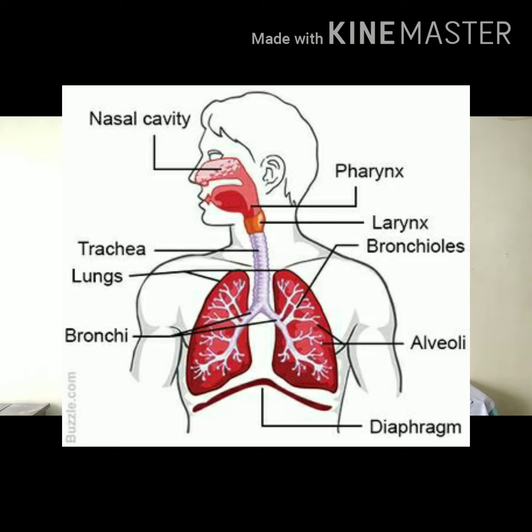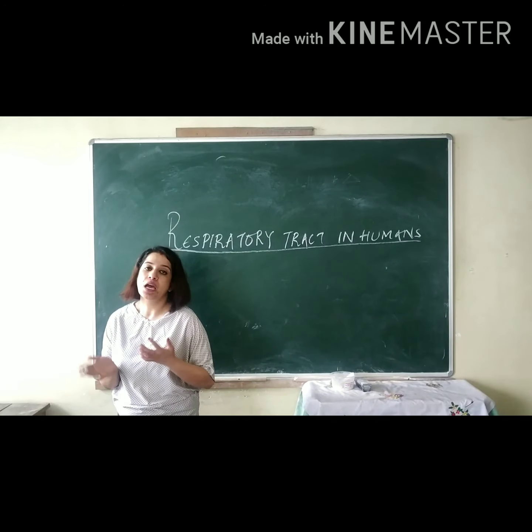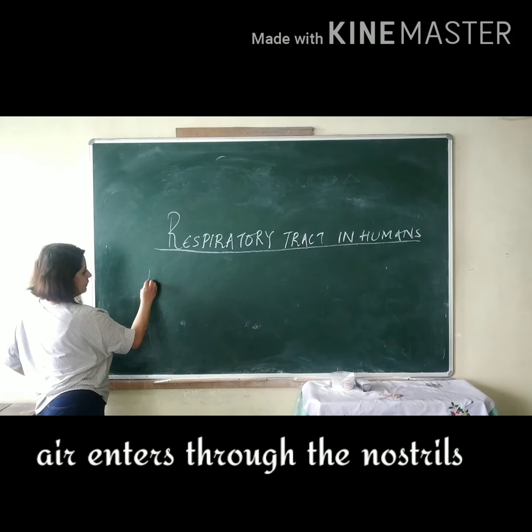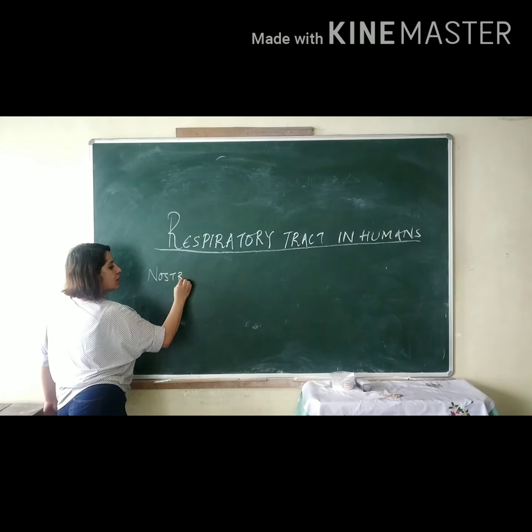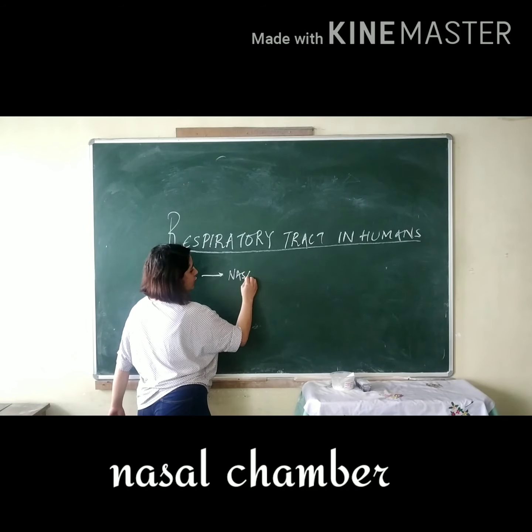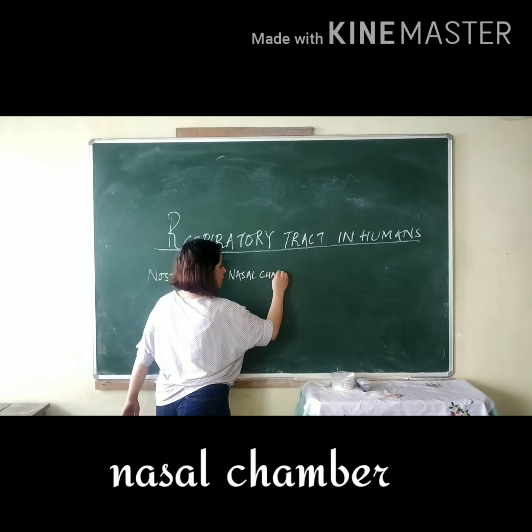Now we all know that we breathe in air through the nose. But which part of our nose? Our nose has two nostrils, so air enters through the nostrils. From the nostrils, it enters the nasal chamber, and from the nasal chamber, it reaches the pharynx.